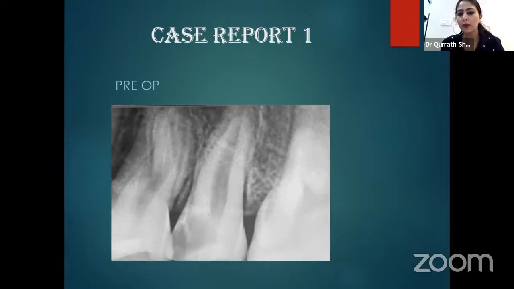For EDTA, there are many case reports which say you can use 17% EDTA as well, then your 2% chlorhexidine irrigant, and then again sodium hypochlorite, again saline, and saline would be the final rinse.